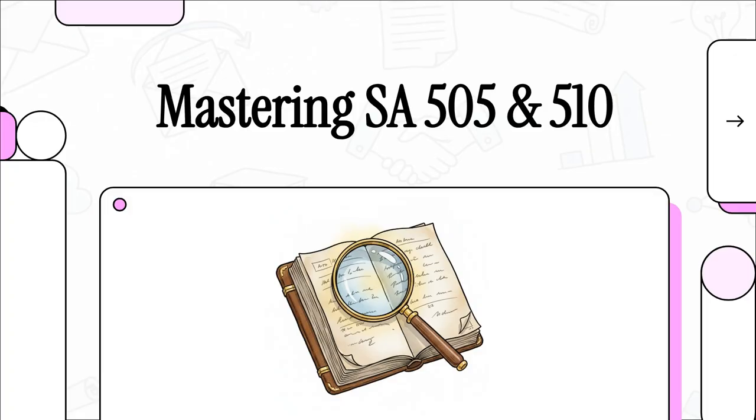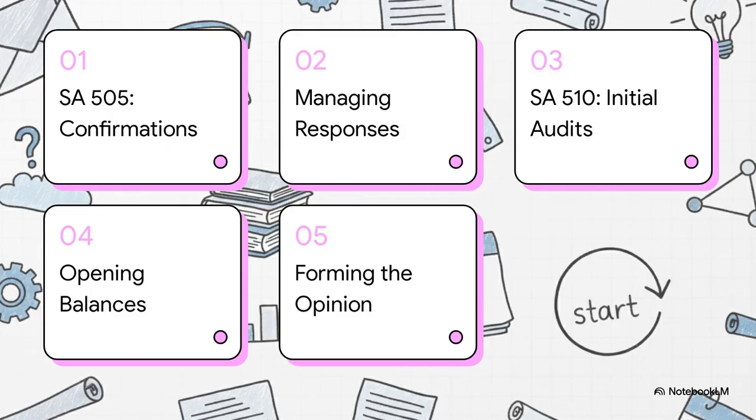So we're diving deep into the ultimate auditor's playbook today, specifically focusing on two absolutely crucial standards, SA 505 and SA 510. By the time we finish this, you're going to have everything you need to master these concepts and honestly crush your exams without ever having to reopen that heavy textbook. Here's our roadmap for today. First, SA 505, external confirmations. Second, managing responses and refusals. Third, SA 510, initial audit engagements. Fourth, verifying opening balances. And finally, forming the audit opinion. Let's just jump right in.